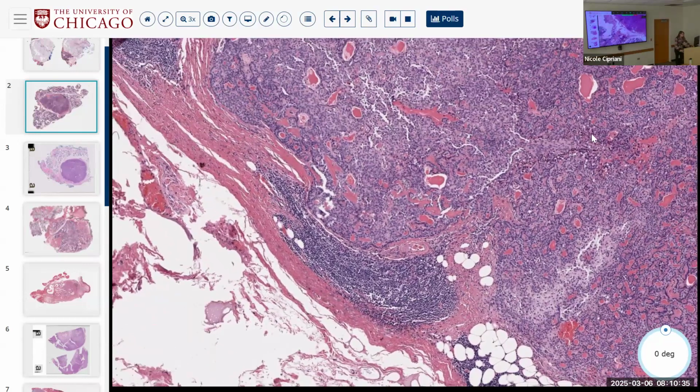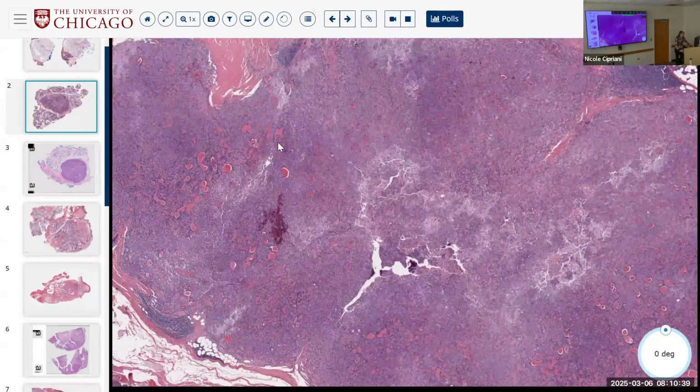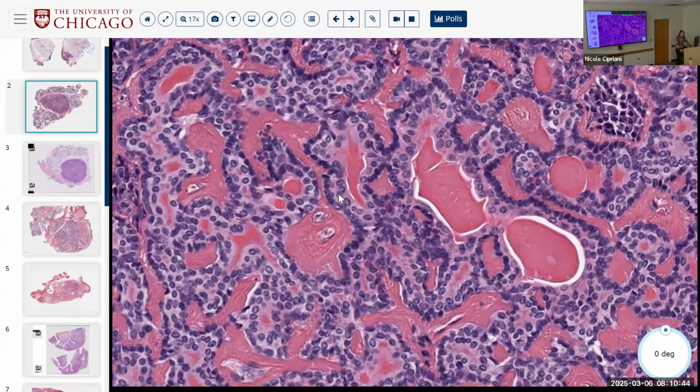I completely agree that this is generally well circumscribed, albeit highly cellular, and you do see that just beautifully on H&E that this is biphasic, right? There's a nice myoepithelial cell layer and a nice epithelial cell layer.